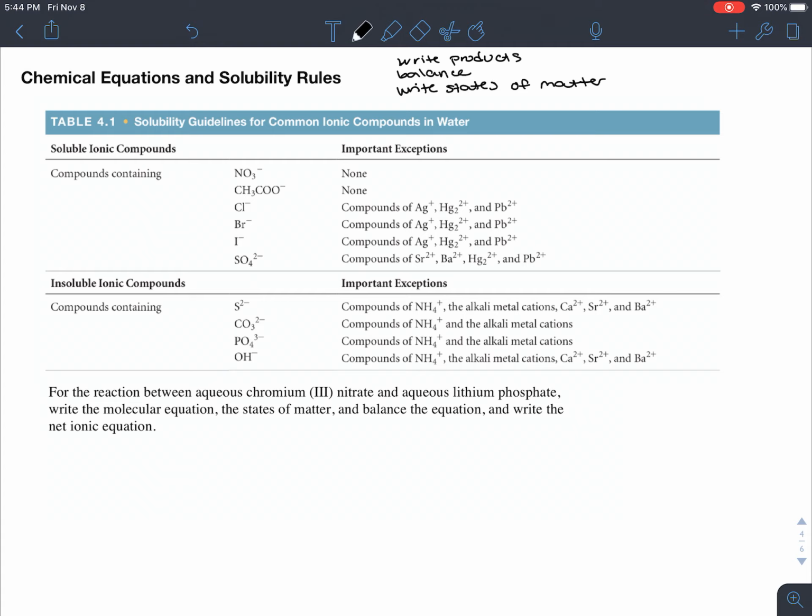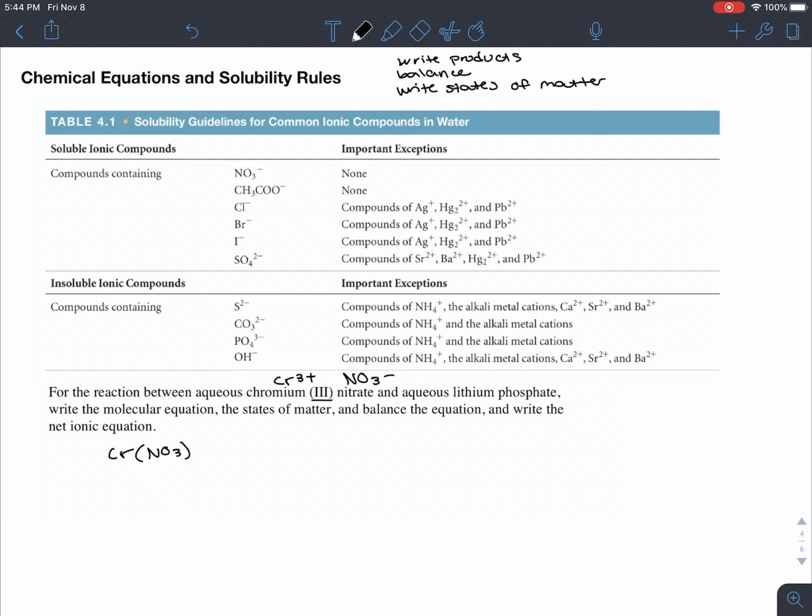For the reaction between aqueous chromium-3 nitrate and aqueous lithium phosphate, write the molecular equation, the states of matter, and balance the equation. Write the net ionic equation. So chromium-3 nitrate. Chromium is a transition metal. That 3 means that I have Cr3+. Nitrate is a polyatomic ion, NO3-.